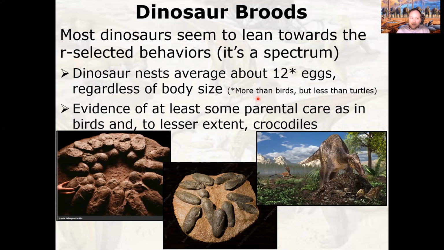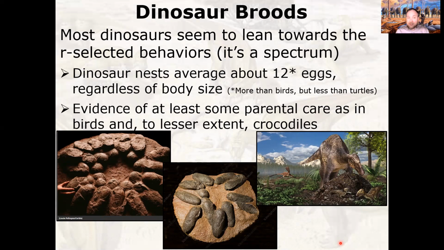And again, this varies from species to species. There's at least some evidence of parental care, like birds. Crocodiles also, to some extent, take care of their offspring. In some cases, there is some evidence in captivity of active feeding of the young, but generally they're just kind of guiding them along.